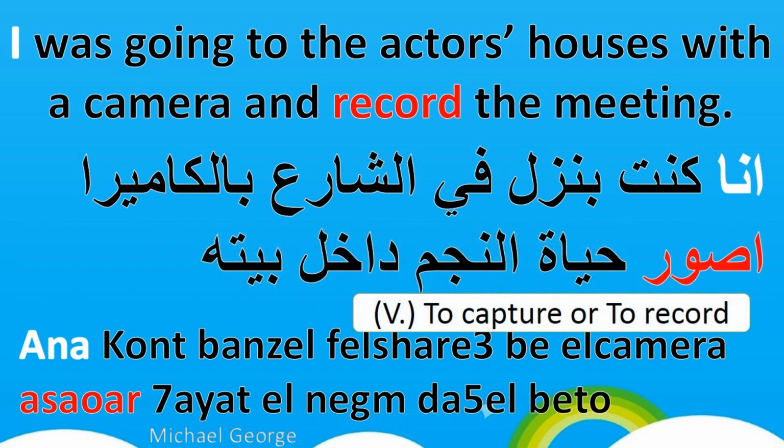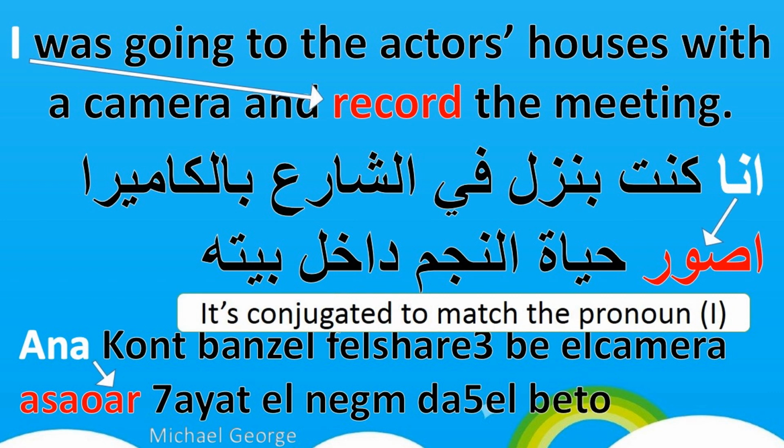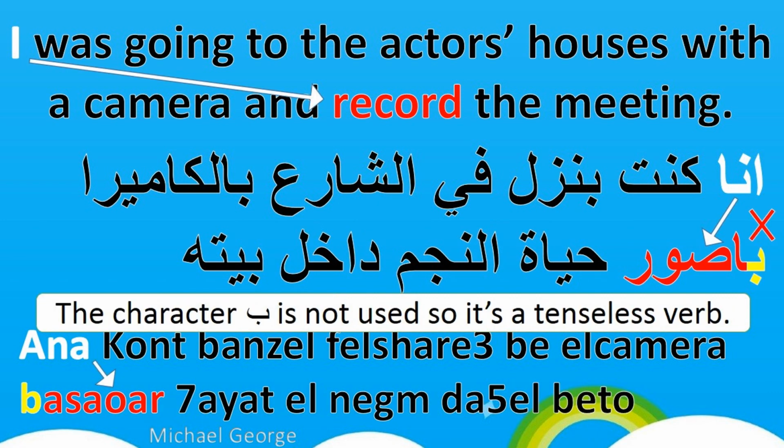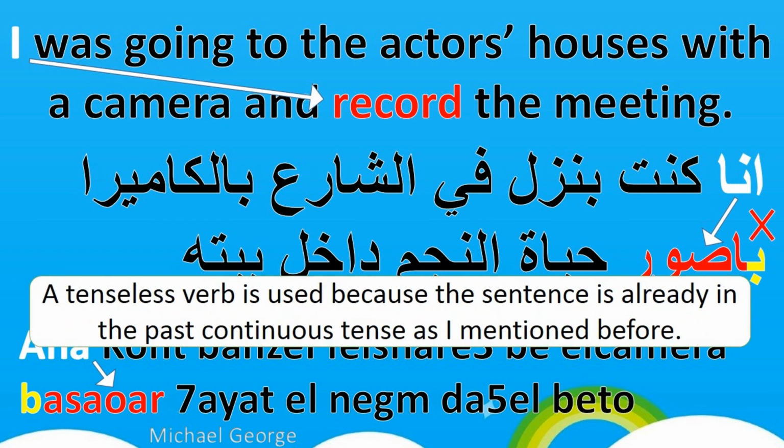the street. أصور is a verb and it means to capture or to record, and it is conjugated to match the pronoun I, and the character به is not used, so it is a tenseless verb. A tenseless verb is used because the sentence is already in the past continuous tense, as I mentioned before.